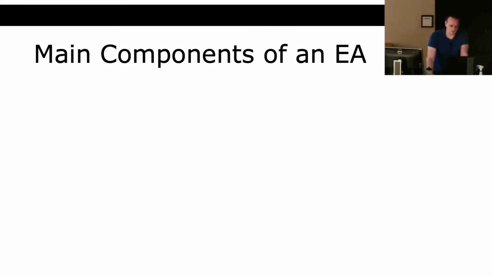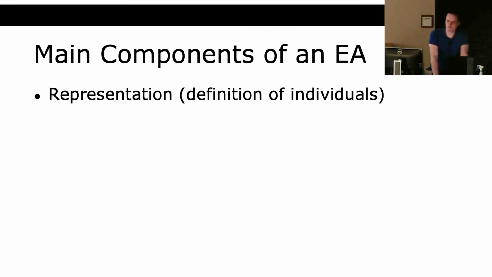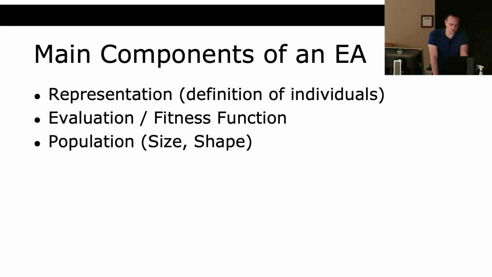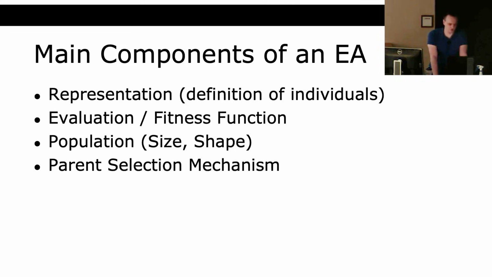So here are the main components of an EA. It's the representation. So what are the values you're assigning to individuals? The evaluation or fitness function that you're applying to the individuals. The population. So what is the length of each individual? And what is the size of the population?